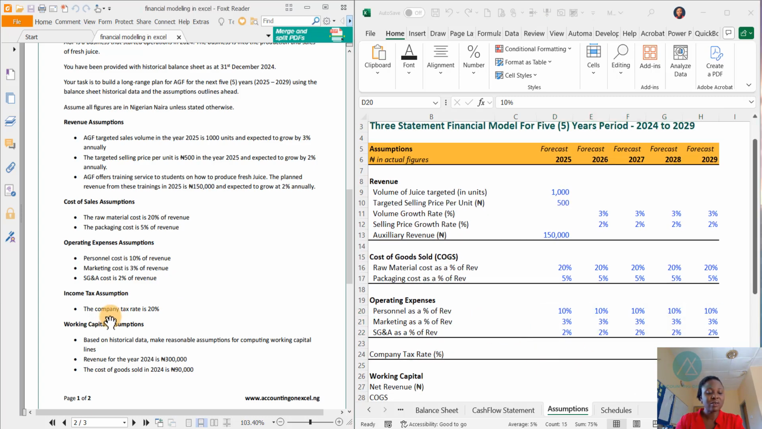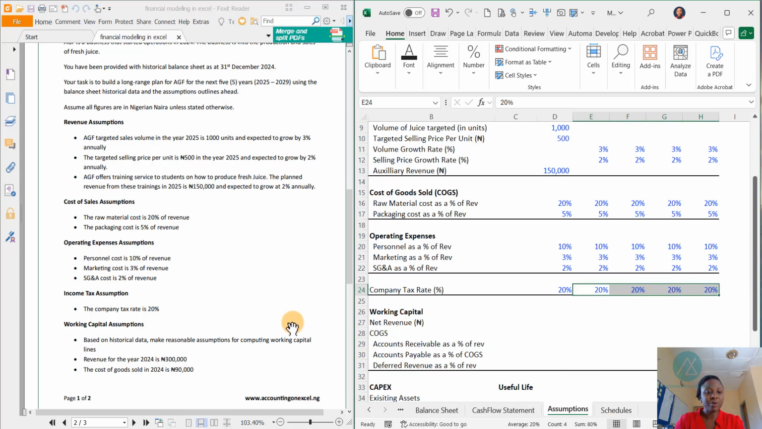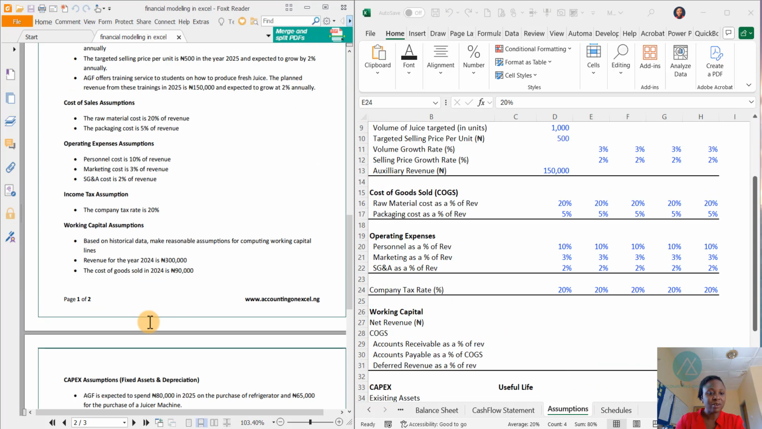The next assumption is company tax at 20%. So our company tax is 20%. You just put your 20% and copy to the right. So just Control V, good. So we move. The next is working capital assumption.